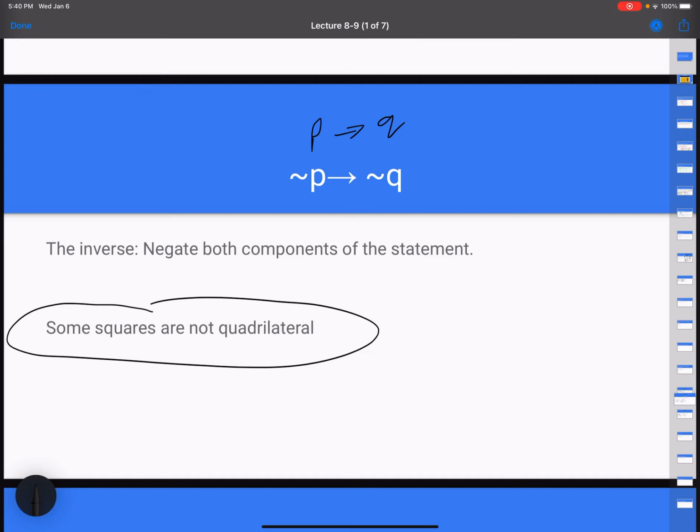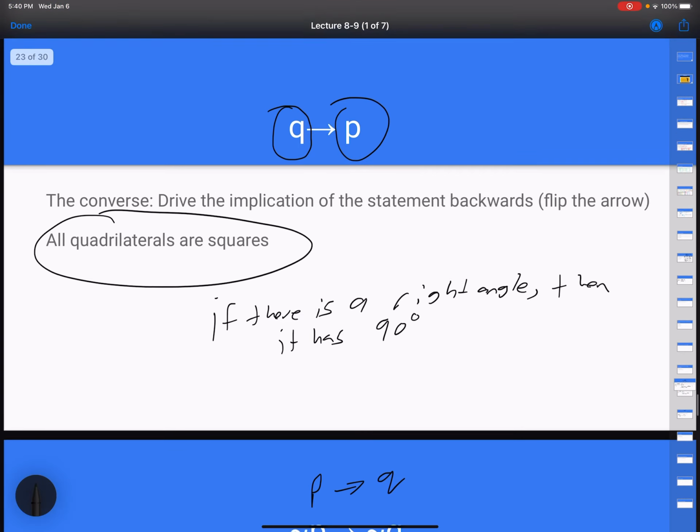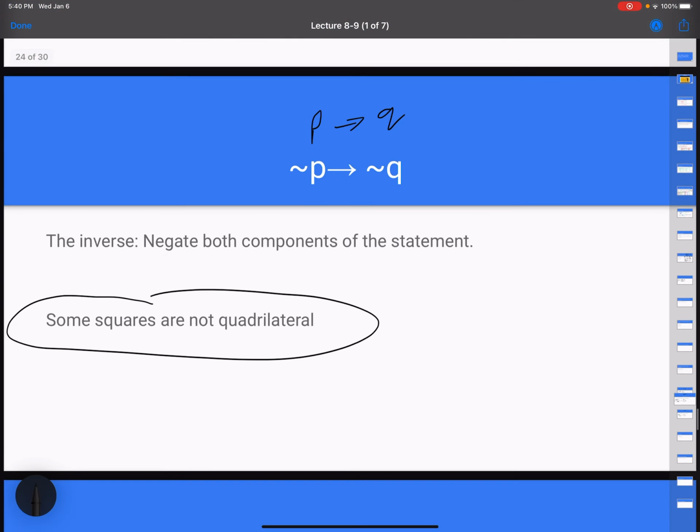But the inverse, once again, could be true as well. If we go back to my last example, if the angle does not have 90 degrees, then it's not a right angle. That is true. So depending on the sentence, both the converse or the inverse could be true or false. So we have to be careful with these.